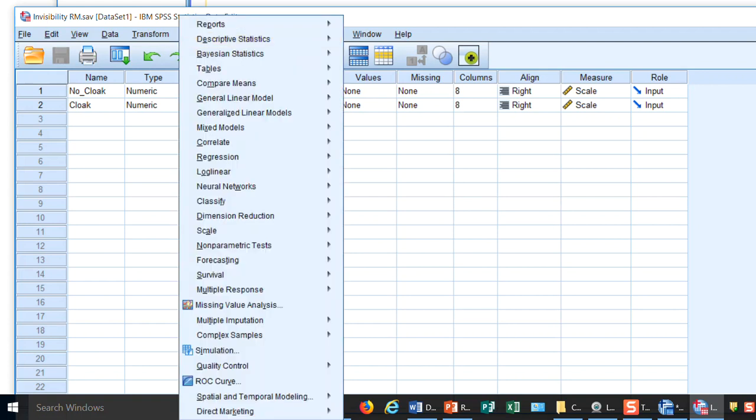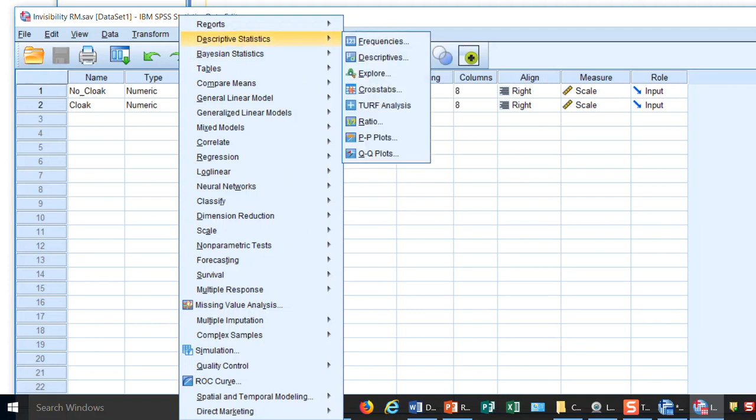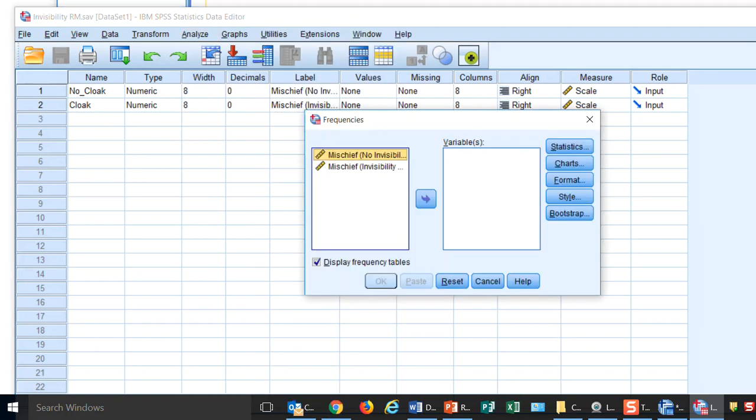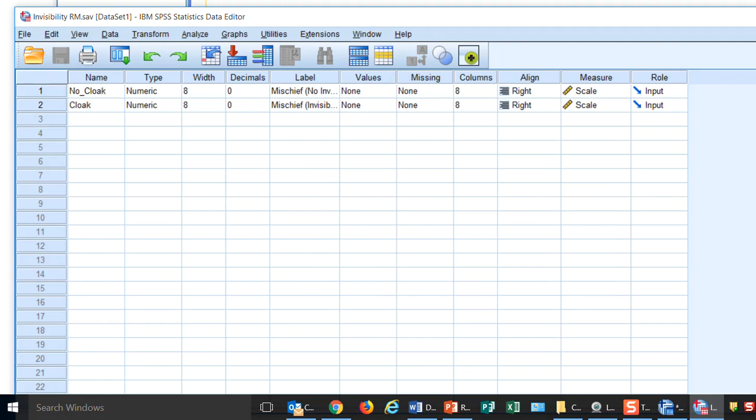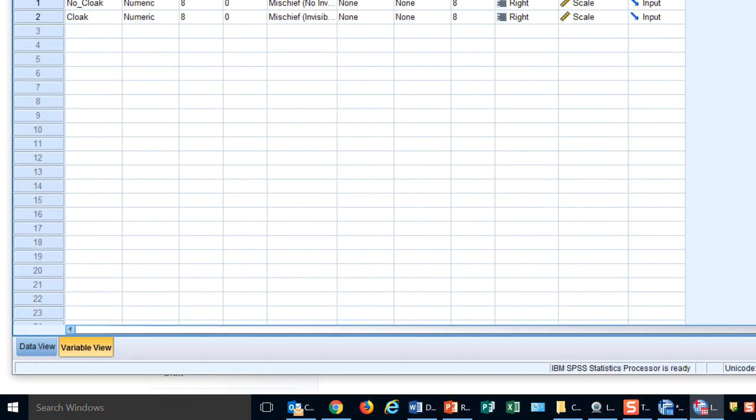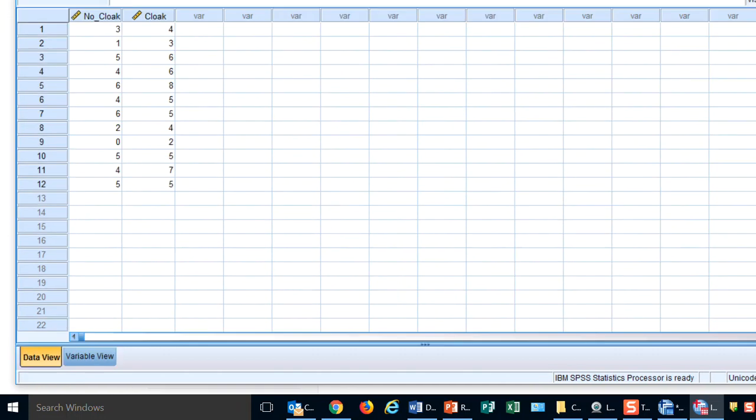Analyze, Descriptive Statistics. Here we go. Frequencies. Let me show you this. Hold on. This is the variable view, right? Let's go to the data view. I want to show you what's in this file because it's a little bit different from last time.